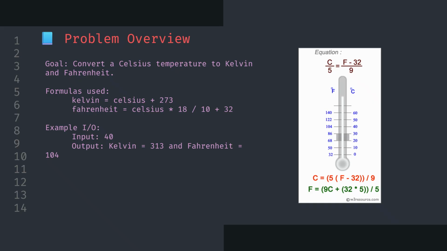We'll ask the user to type a Celsius temperature. Then we'll apply two simple formulas. Add 273 to get Kelvin and use the scale conversion Celsius times 18/10 plus 32 to get Fahrenheit. Note, the Fahrenheit formula here is integer friendly, a rearrangement of the usual Celsius times 9/5 plus 32.